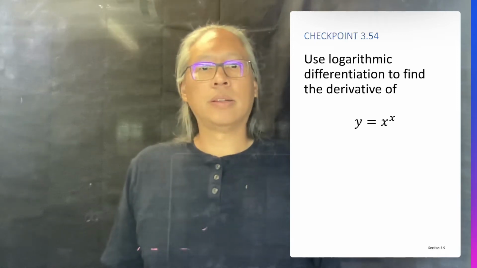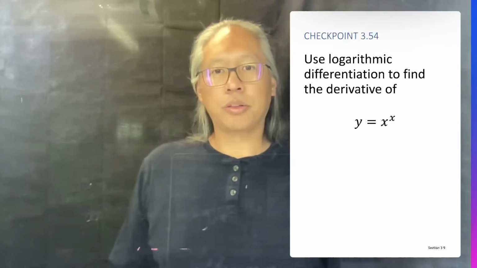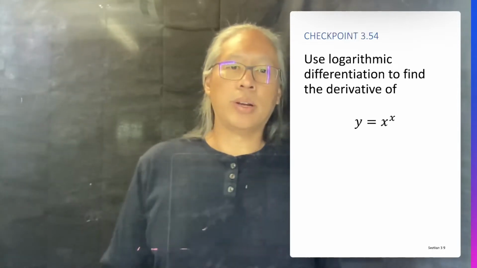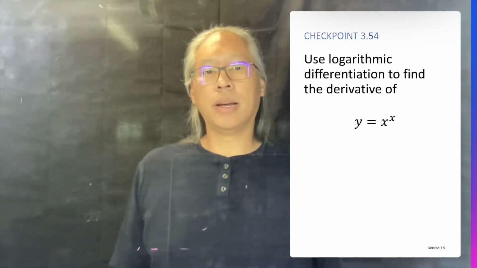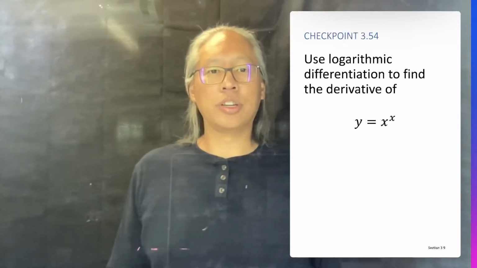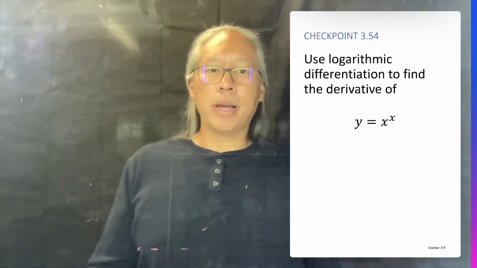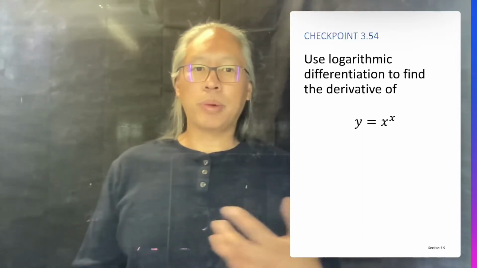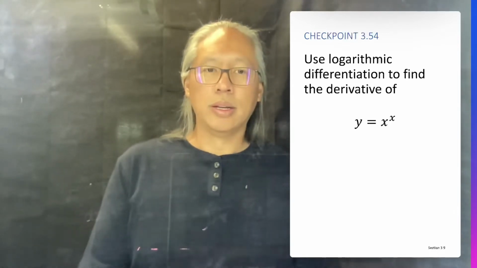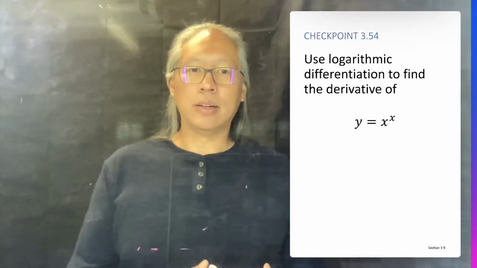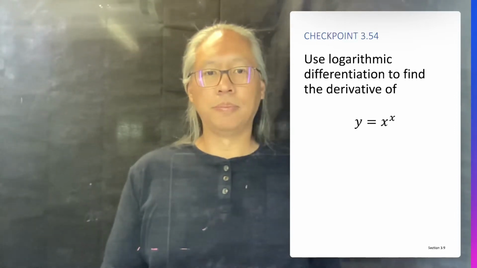Hello, in this video we'll take a look at checkpoint 3.54 from section 3.9, and here they want us to look at this function, y is equal to x to the x, and use logarithmic differentiation to find a derivative. So x is a base and x is a power, so you cannot use the power rule and you can't use the exponential function rule.